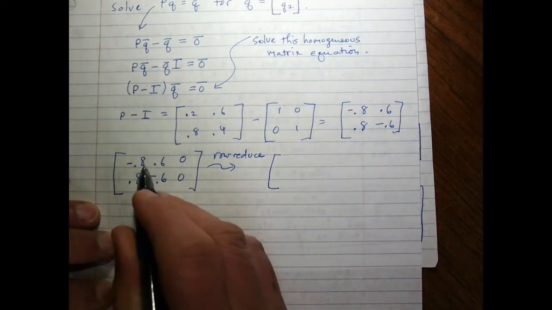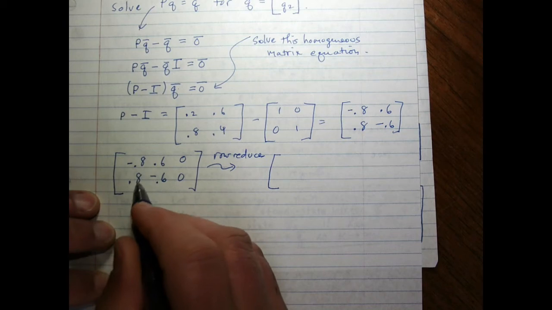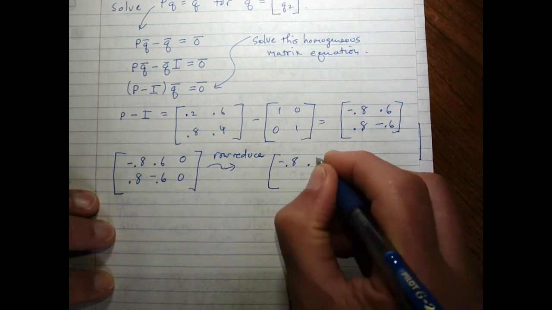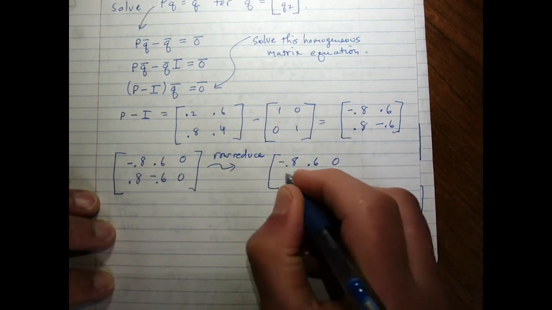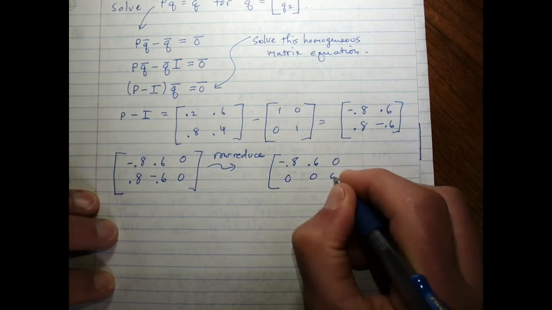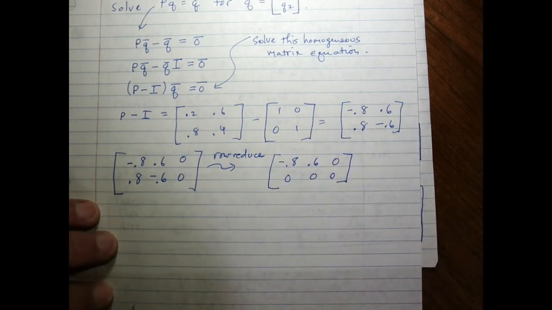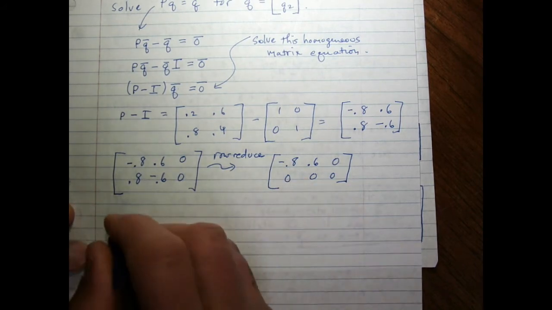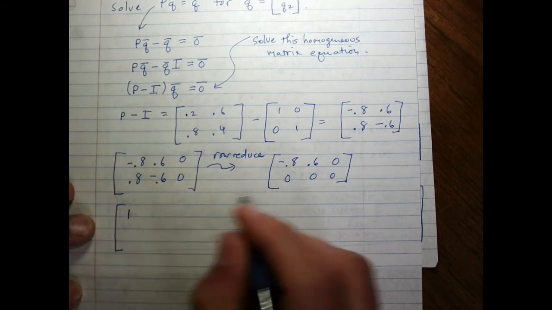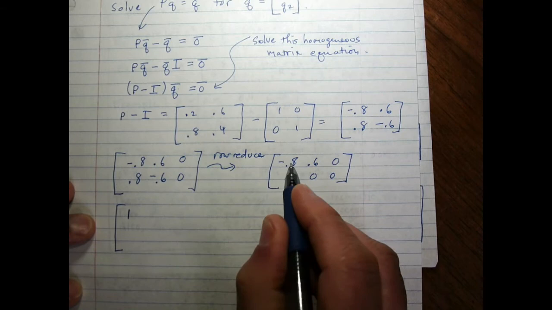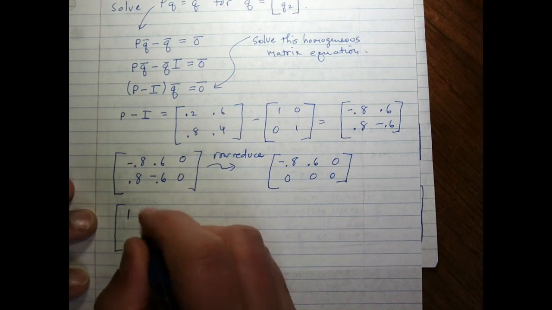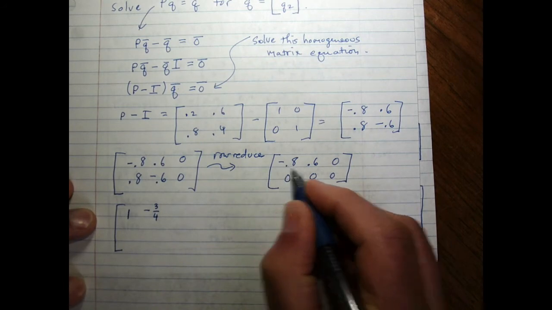And it's really nice to start out by just adding row 1 to row 2, because we have opposite entries here, right? We're just right off the bat going to get 0, 0, 0 in that second row. And then if I want to get a 1 in that lead position, I'm going to divide row 1 by negative 0.8, and I'm going to get negative 3/4, I believe, so 0.6 over negative 0.8.